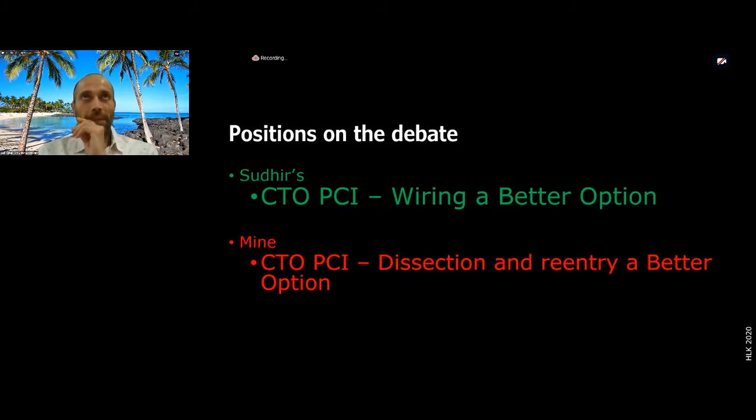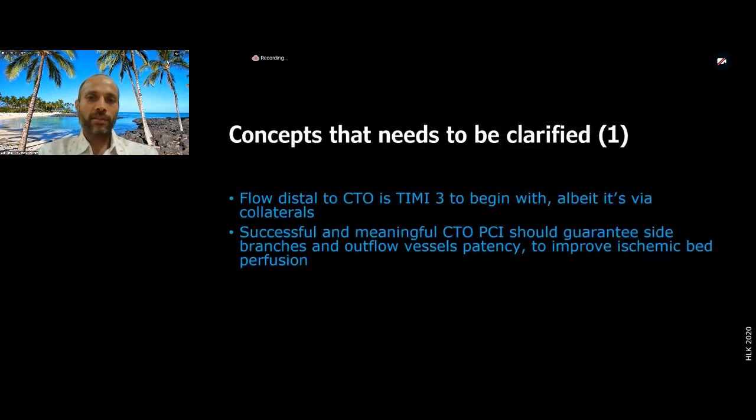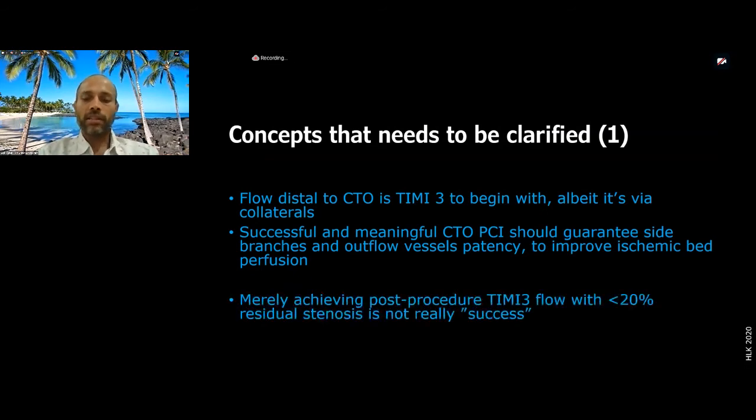So we will try to stick to the format here, but I would love to hear various points. The first thing I want to say is flow distal to the CTO. If you're really going after a juicy one, it's TIMI 3, all those via collaterals. We all agree that we want to preserve side branches. We want outflow vessel patency in order to improve the distal bed perfusion. And just achieving TIMI 3 flow is not success.